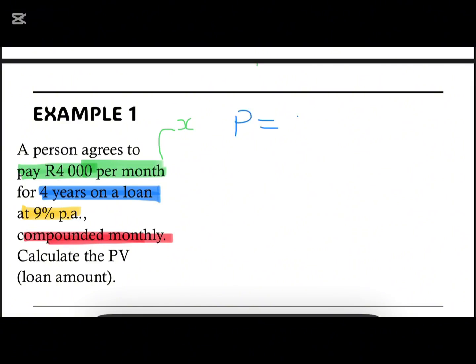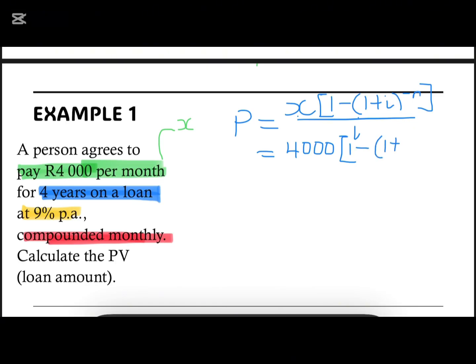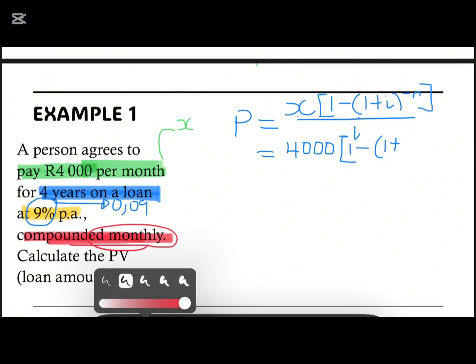So now let's go. We're going to have P, which is equal to the monthly installment into 1 subtract, then you'll have 1 plus the interest rate to the power negative n divided by the interest rate. This person will be paying how much? 4,000 rand. Therefore, you'll have monthly installment X, 4,000 rand, into 1 subtract, you open the bracket, then you'll have 1 plus. Now in this case, your interest rate is 9%. So you're going to divide it by 100 and write it as 0.09, and you need to note that it's compounded monthly.